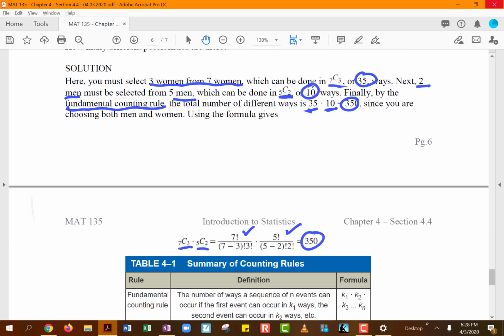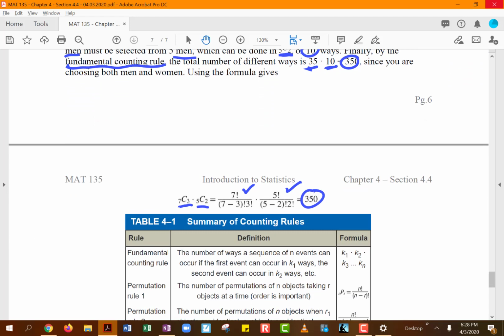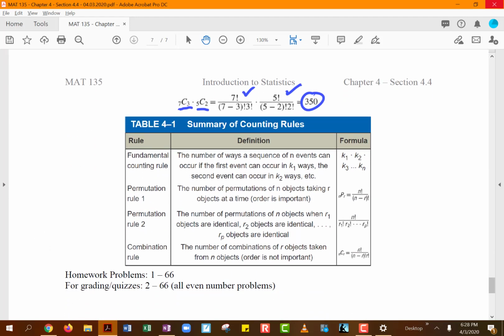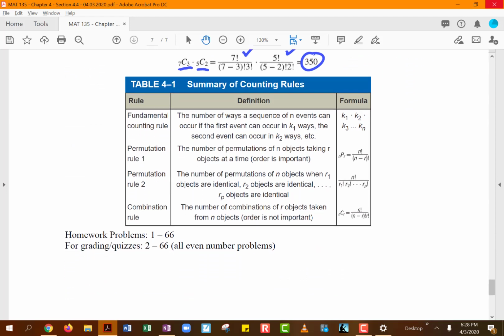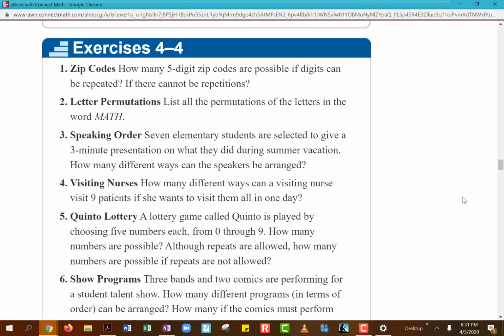Okay, so this is just your summary of the different rules we have looked at. And now let's go ahead and look at some of our examples from the textbook, okay? So we are looking at our textbook examples here. The first one I actually want to start out with is this number 2 right over here. Let me see if I can make this bigger. There we go. List all the permutations of the letters in the word math, okay?